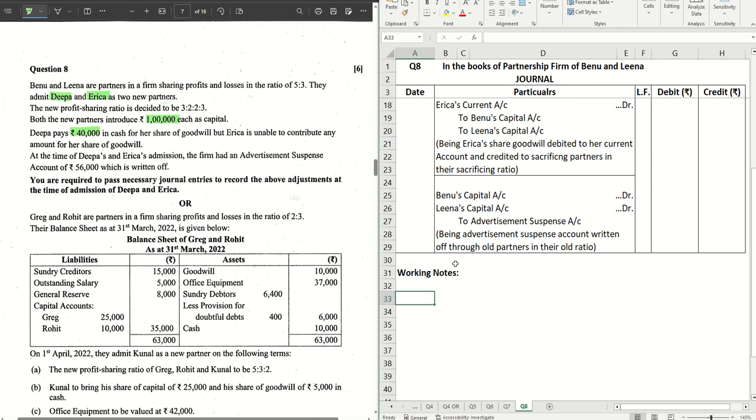Okay. So we have the old partners and we have the new partners. So let's write the old ratio. We mainly need to find out the sacrificing ratio for Benu and Lena. The new partners won't be sacrificing anything, so it's only for Benu and Lena. So the old ratio that we have for them is 5/8 and 3/8.